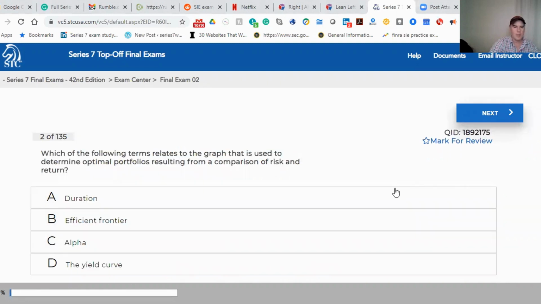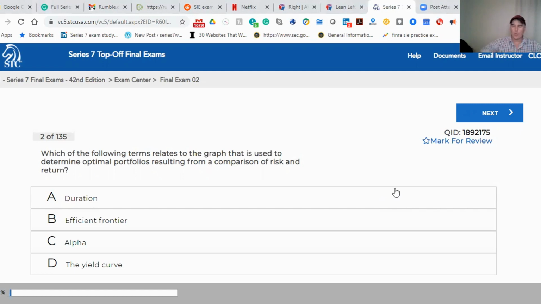Which of the following terms relates to the graph that is used to determine optimal portfolios resulting from a comparison of risk and reward? So we always know that risk and reward is like CAPM, and we're trying to find out what is the perfect ratio of risk and reward, so you're getting a good rate. Duration, nah, that's volatility. Alpha, well, okay, maybe we'll come back to that.